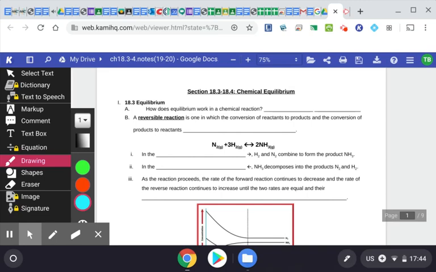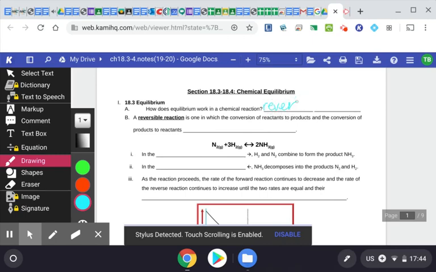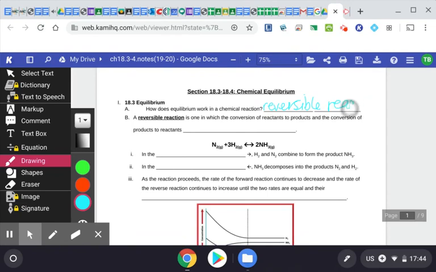So starting off, how does equilibrium work in a chemical reaction? It works with something called a reversible reaction. With a reversible reaction, the reaction can go in both directions. It can go in a forward direction and in a reverse direction. So a reversible reaction is one in which the conversion of reactants to products and the conversion of products to reactants can occur at the same time.